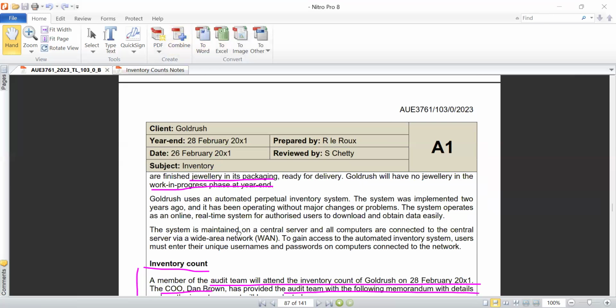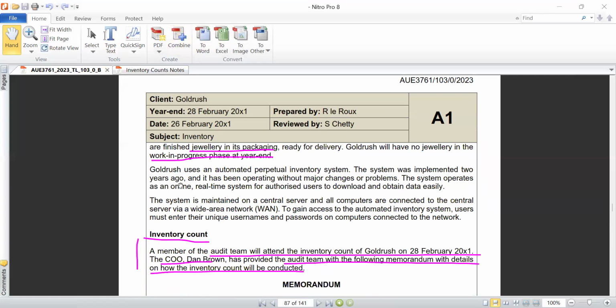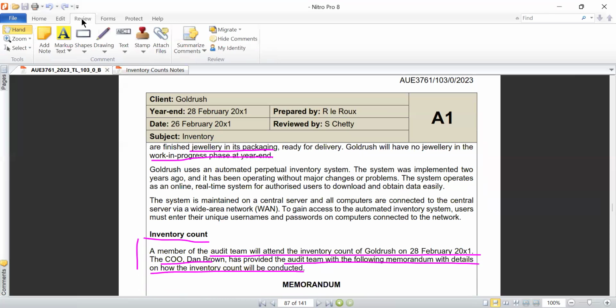Sorry about that. Right. Now, second paragraph, they're telling you Gold Rush uses an automated perpetual inventory system. The system was implemented 2 years ago, and it has been operating without major changes or problems. The system operates as an online real-time system for authorized users to download and obtain data easily.